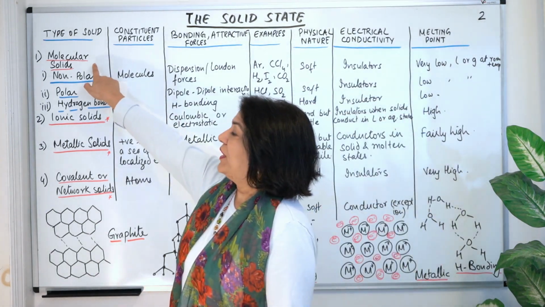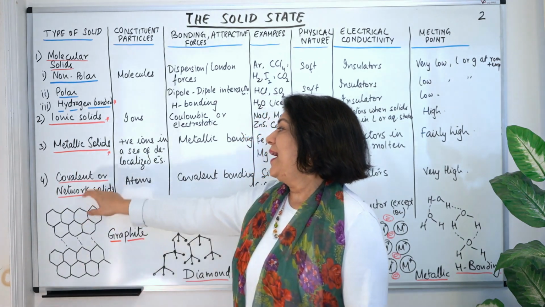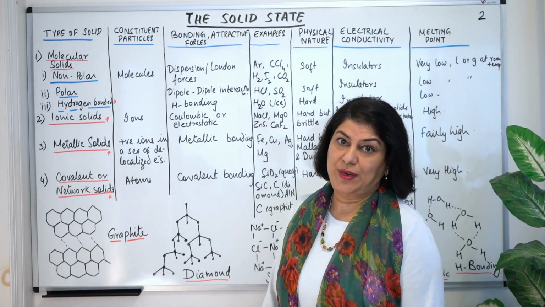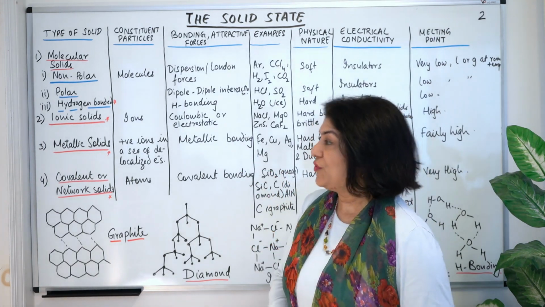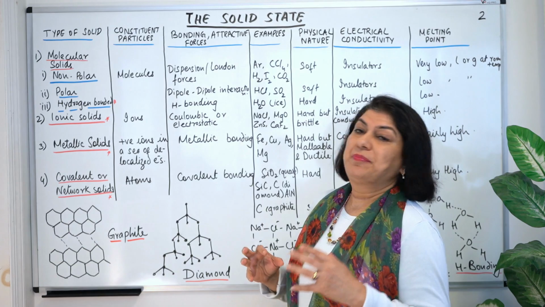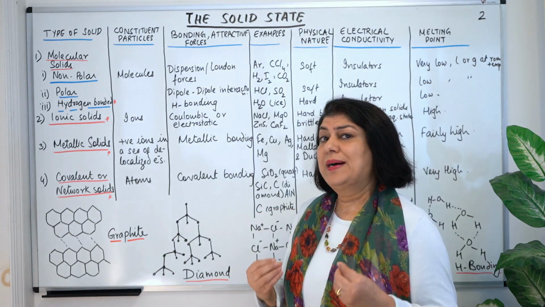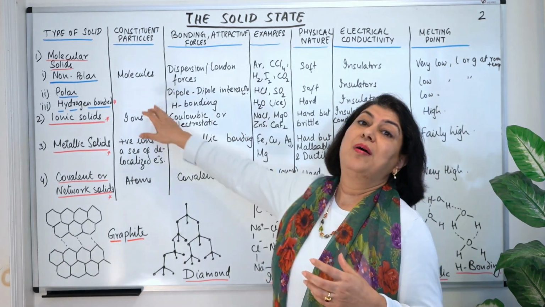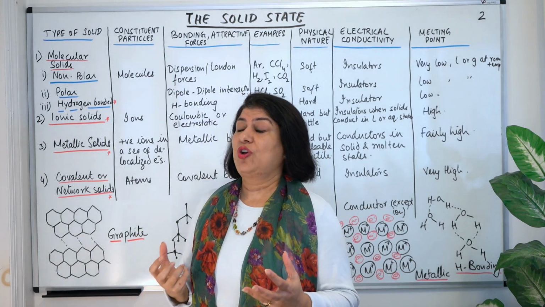These categories are molecular solids, ionic solids, metallic solids, and covalent or network solids. So let us just jump into it and see what these different kinds of solids are. The first type is the molecular solid. As the name suggests, the constituent particles in these solids are molecules. Molecules make up these solids.